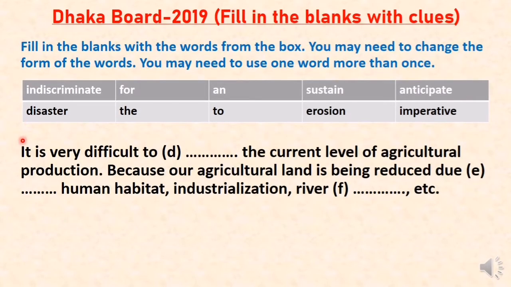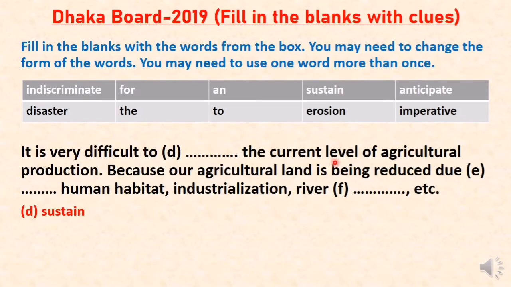Next sentences are: it is very difficult to dash the current level of agricultural production. So it is very difficult, it is very hard to dash. So definitely to plus V1 will be here, and the verb will be sustain. And you know the meaning of sustain: to cause or allow. So here the verb will be sustain, and this sustain is in V1 form. The current level of agricultural production, because our agricultural land is being reduced due dash human habitat, industrialization, river dash, etc.